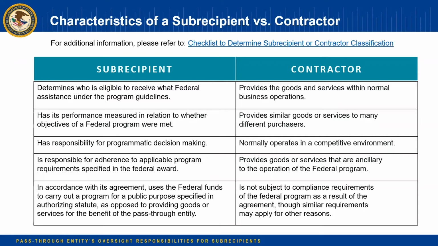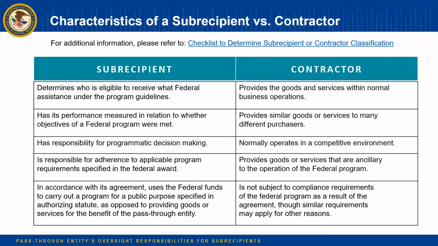remember I said that there's no one factor, but if you look at the subrecipient side, it says: in accordance with the agreement, uses the federal funds to carry out a program for a public purpose specified in the authorizing statute. Remember, when I first started off, I kept talking about carrying out an aspect of that particular grant. If I can somehow get back to this last section, I am more inclined to believe that we're talking about a subrecipient as opposed to a contractor.